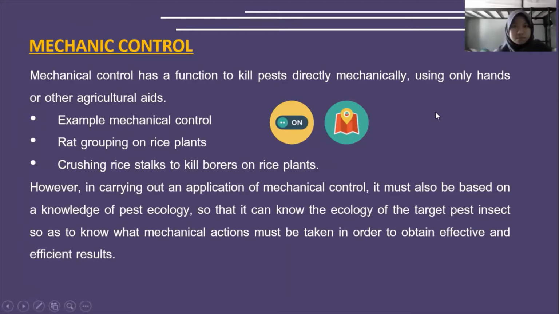Mechanical control has a function to kill pests directly and mechanically, using only hands or other agriculture aids. Example, mechanical control. A. Rat grouping on rice plant. B. Crushing rice stalk to kill borer and rice plant. However, carrying out an application of mechanical control must also be based on a knowledge of pest ecology, so that it can know the ecology of the target pest insect so as to know what mechanical action must be taken in order to obtain effective and efficient result.